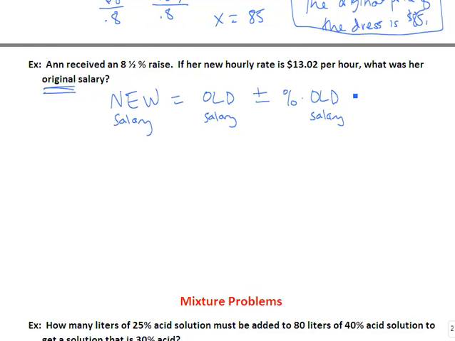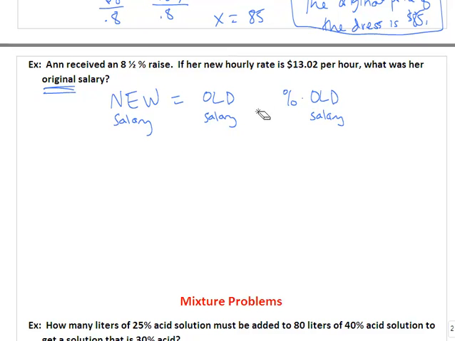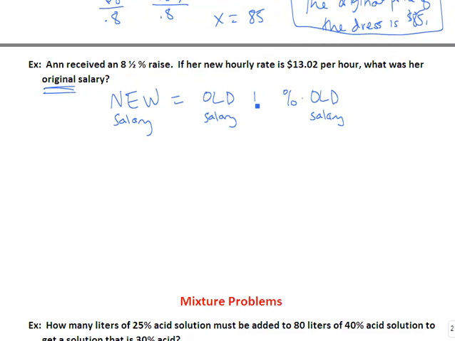Now in this problem, do we want plus or do we want minus? Since this is a salary raise, we want plus only, because we're adding to our old salary, our original salary. So whatever her original salary was, we're adding in that 8.5% raise to get her new amount of $13.02. So this is the formula that we're starting off with in words.